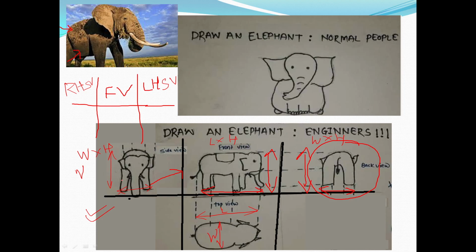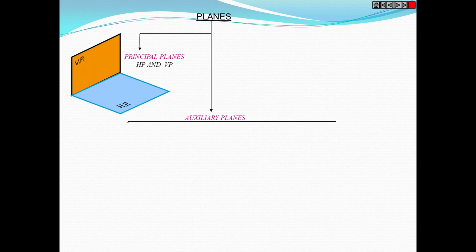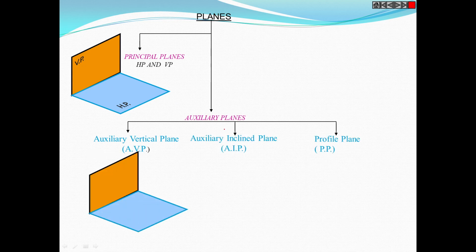Okay, moving further. So these projections, these views were obtained on some plane. So which planes? Those planes are the reference planes first of all, and others are the auxiliary planes. So classification of planes: reference planes and auxiliary planes. Reference planes are the principal planes, HP and VP, horizontal plane and vertical plane. Auxiliary planes are auxiliary vertical plane, auxiliary inclined plane, and profile plane.